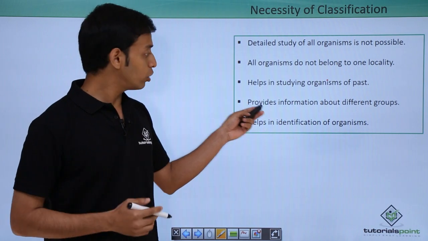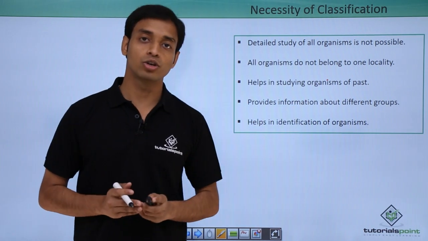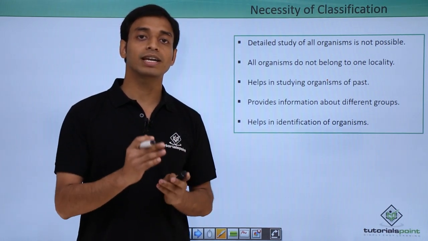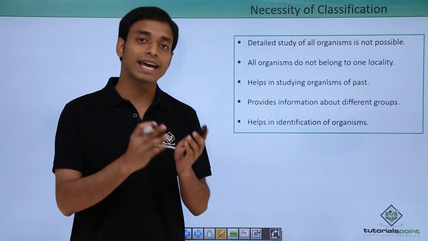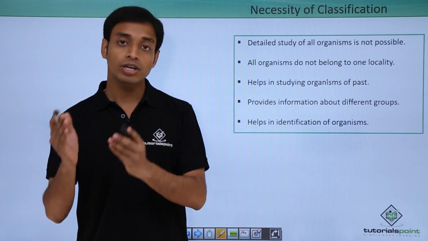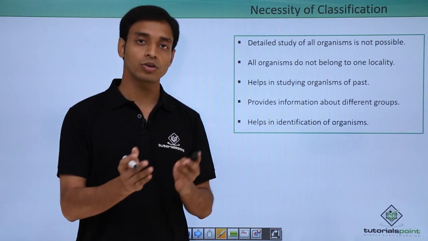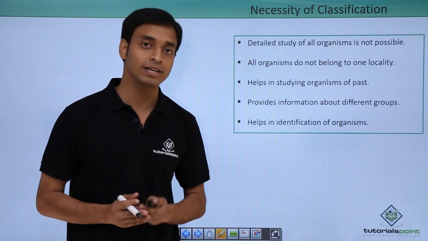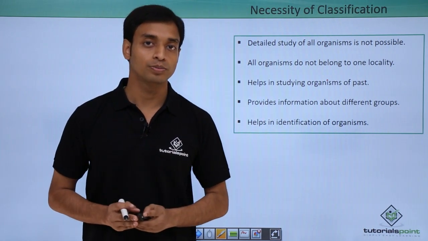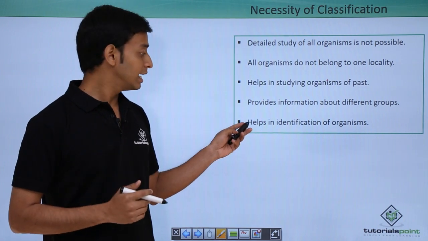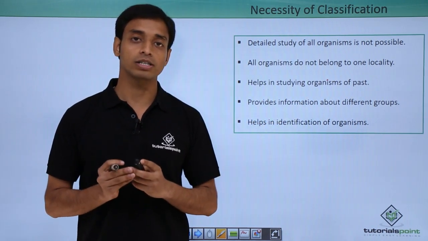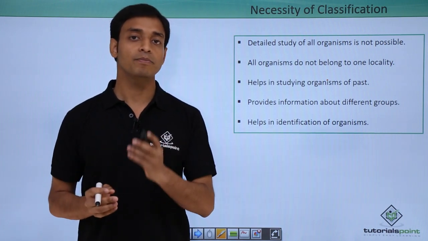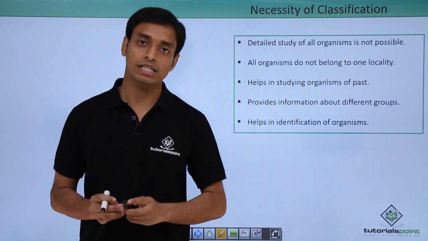Now, classification also provides information about different groups. Studying a particular group, from that information we can predict or estimate the characteristics of a different group if it has some similarities with the existing group. So, different groups' information can be obtained by studying a particular group. And importantly, it helps in identification of organisms. That is, we have now been able to identify any organism because of this process of classification.